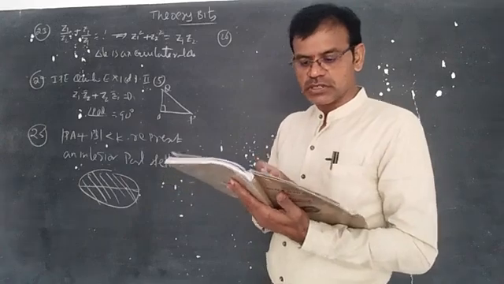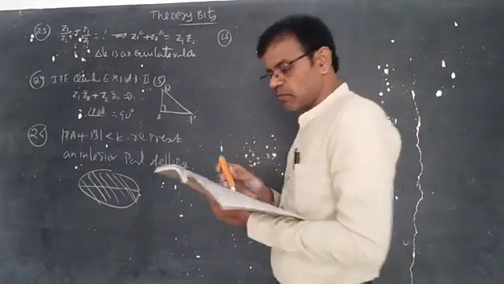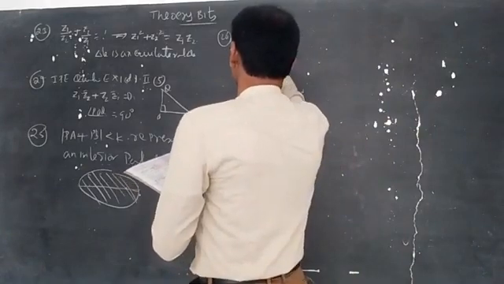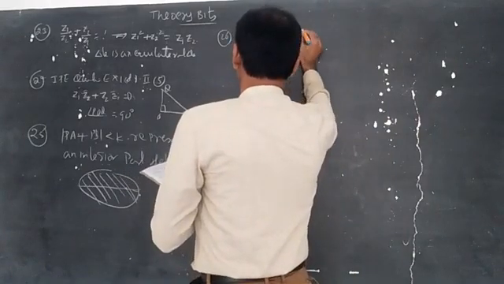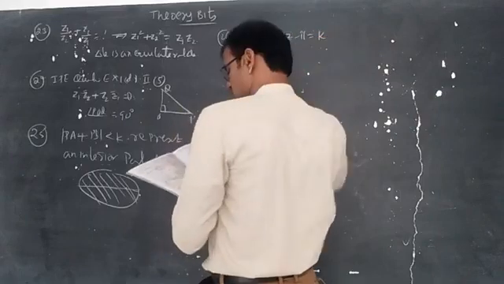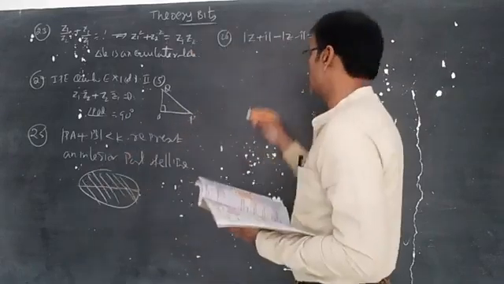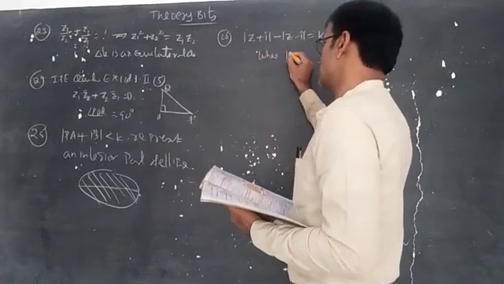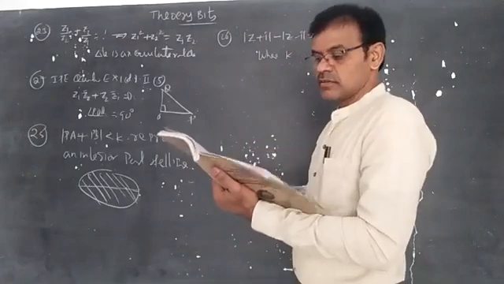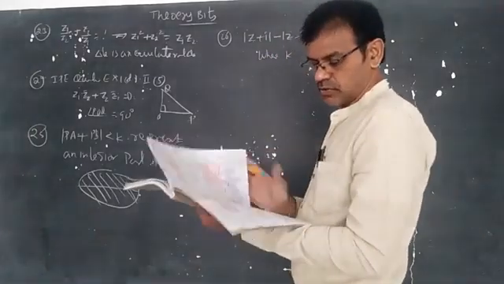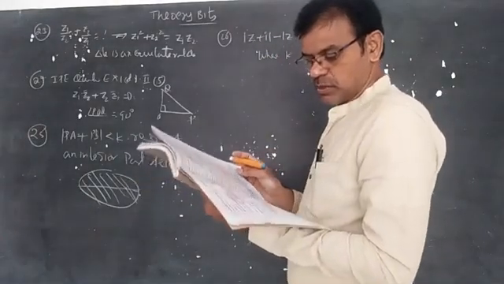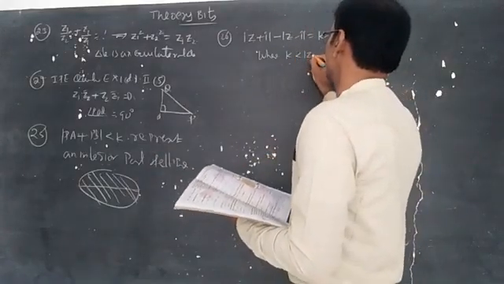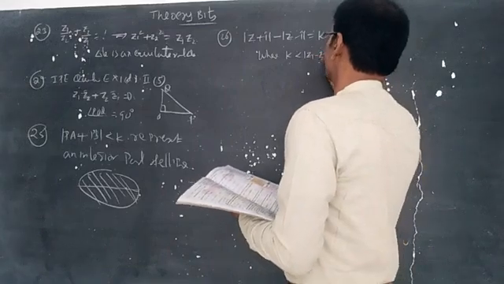26th question. The equation modulus of Z plus i minus modulus of Z minus i is equal to K represents a hyperbola. Yes, of course, hyperbola, where the condition is K less than modulus of Z1 minus Z2.